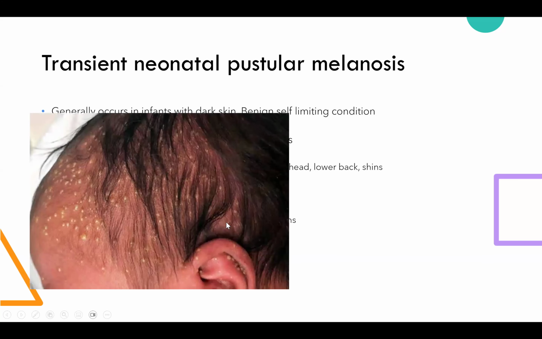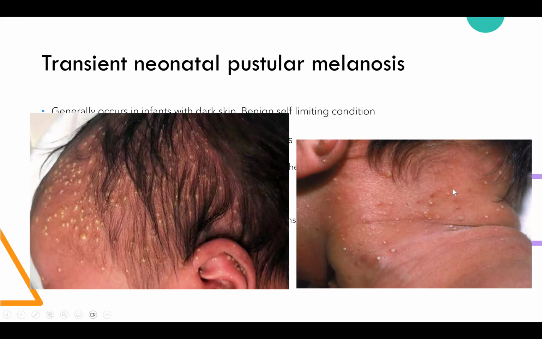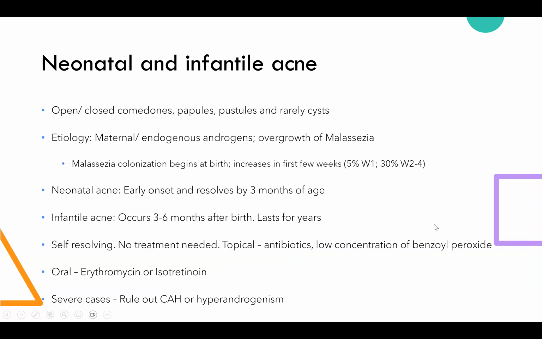So here we can see the baby's scalp, where there is no erythema over the base, but the baby is having multiple pustules. Here also we can see that in the neck area, there are multiple pustules without much erythema.